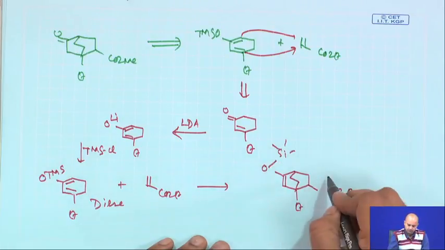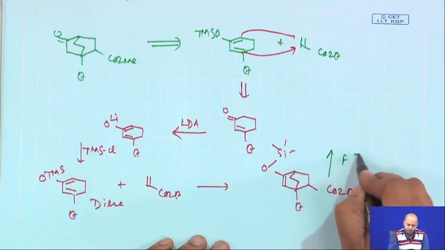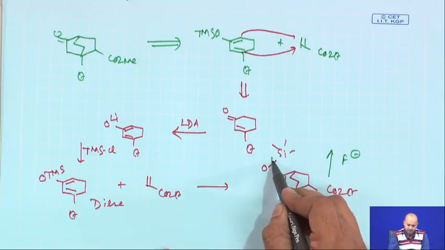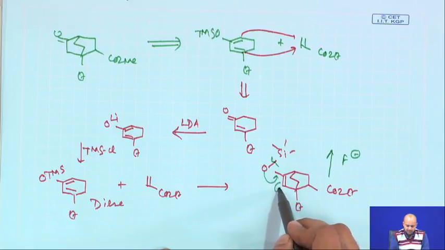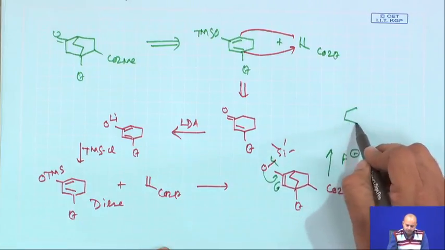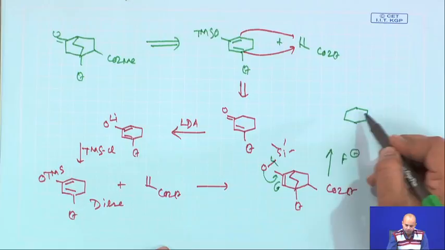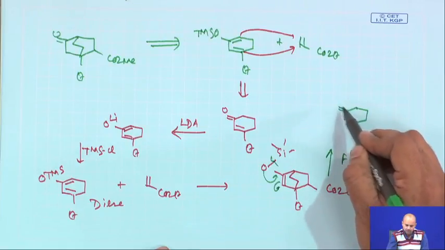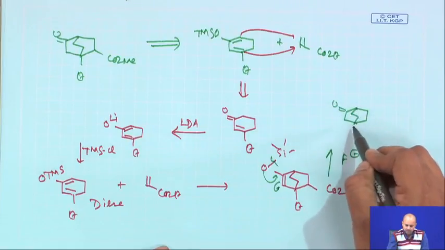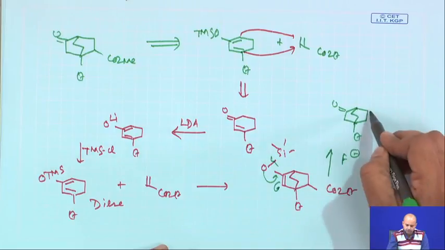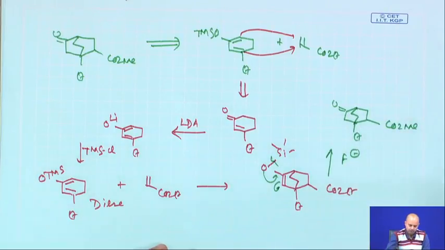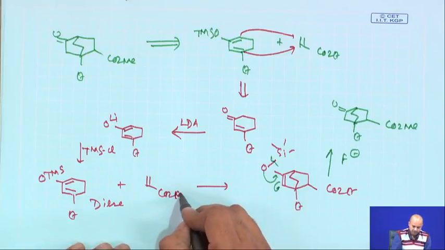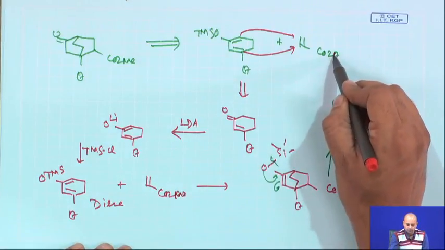Now, if you react with a fluoride source, you get oxygen-silicon cleavage, and then it protonates to give you the enol, which then tautomerizes to give you the target molecule, which was this structure. This will be CO2Me. We put CO2Et, so similarly, basically CO2Me.